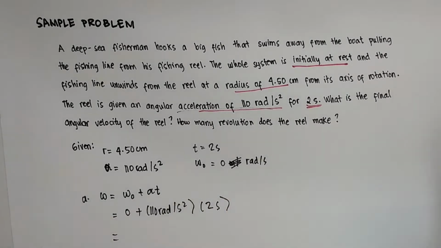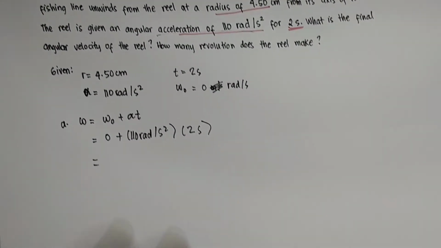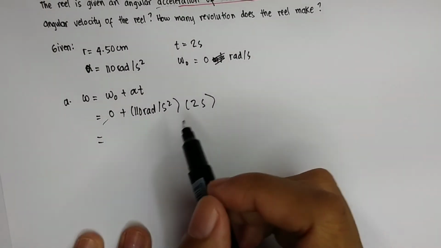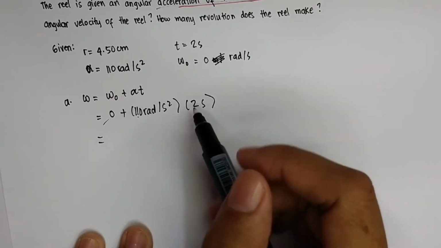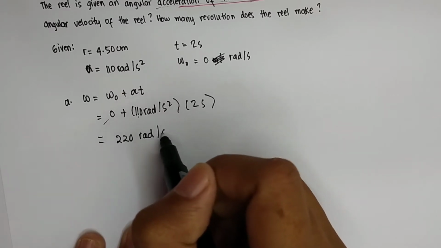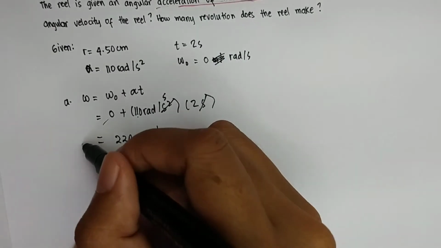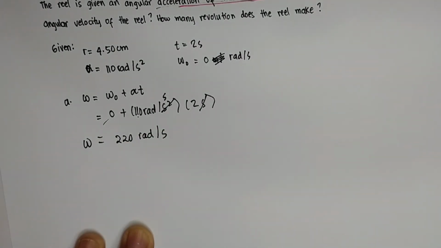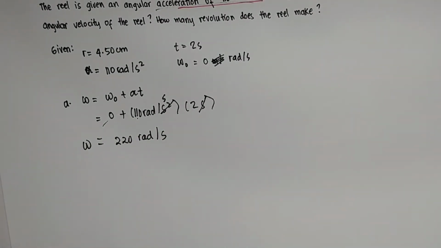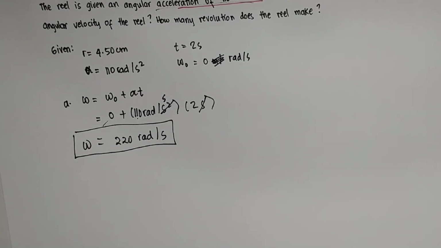This will be equal to, nothing from the first term since it is 0, so that will be 110 times 2. That is 220 rad per second, since the seconds cancel. This will be the final angular velocity of our reel. So that is our final omega. Now we have the answer to our first question.